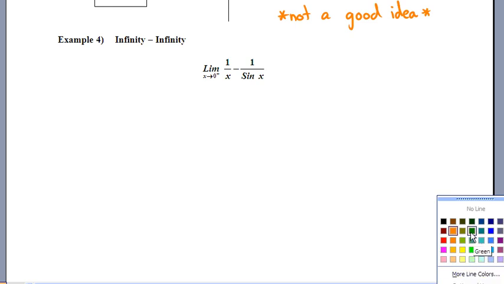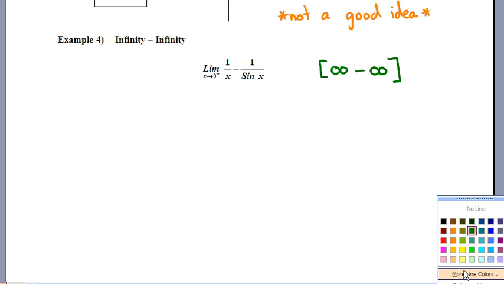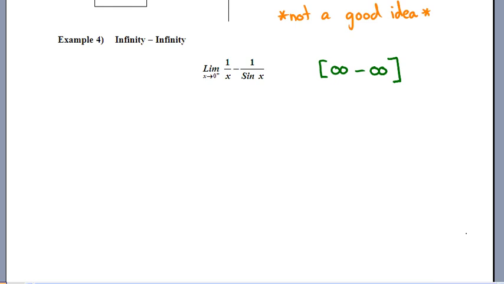And the feeling for this, if I can just put my feelings in little square brackets: 1 over x when x heads to 0, that is a very big number. And 1 over sine x when x heads to 0, also a very big number. I have no idea what that's going to look like. So I need to turn this into something that I recognize. And we can do it, and it works like this.